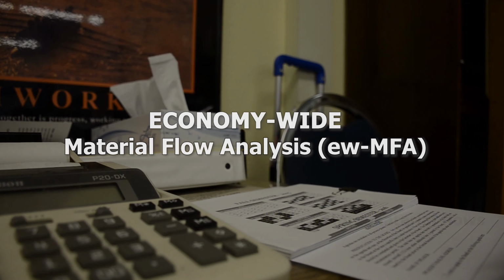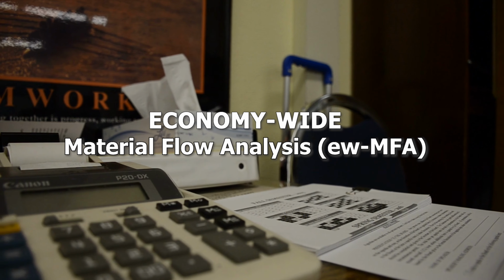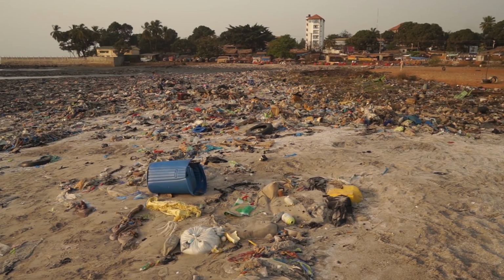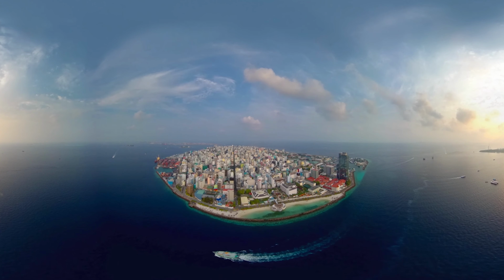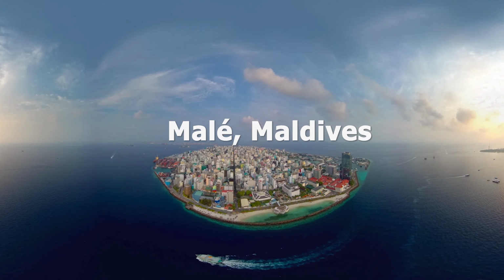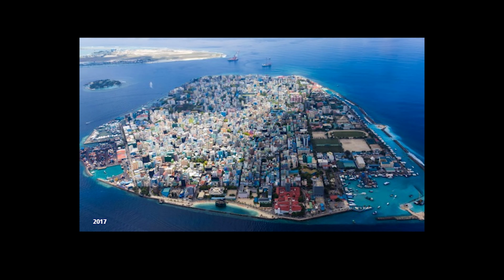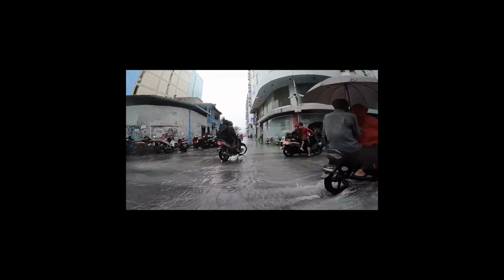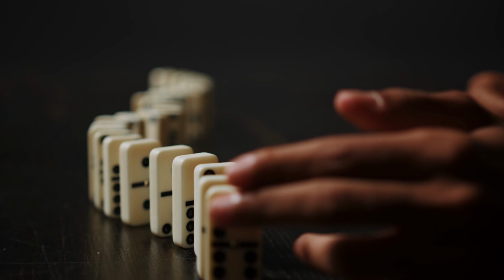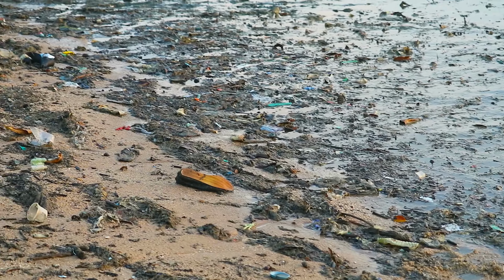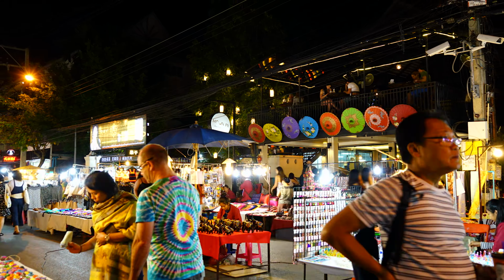To understand how materials move through an economy, we use economy-wide material flow analysis. What goes in and what comes out. Why? Because if we don't track it, the island might grow too fast. Look at Malé. Long ago, it had trees and soil. Now it's full of concrete. So when it rains, water can't soak in, which increases the risk of floods. One problem causes another. We call that a cascading risk. For example, unmanaged waste pollutes the ocean, harming marine life and disrupting coastal livelihoods.